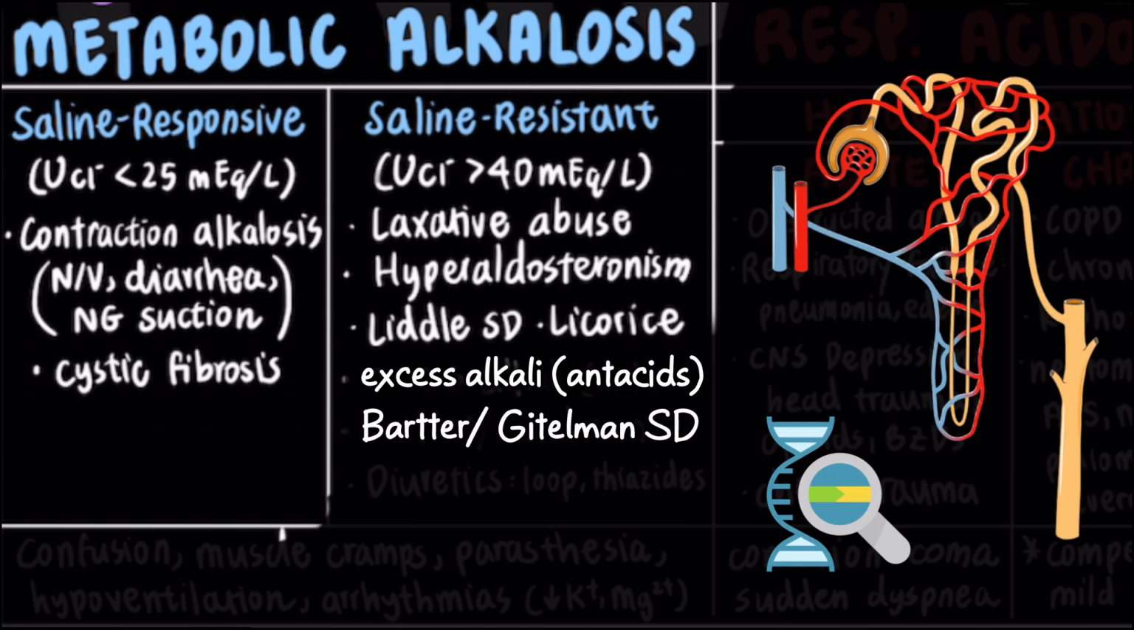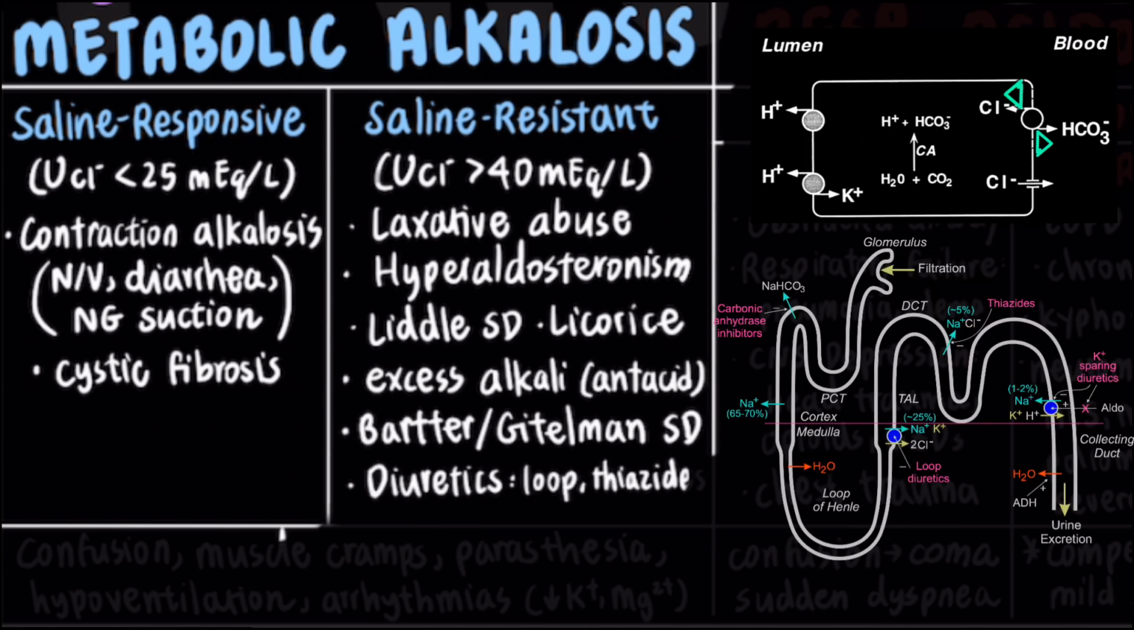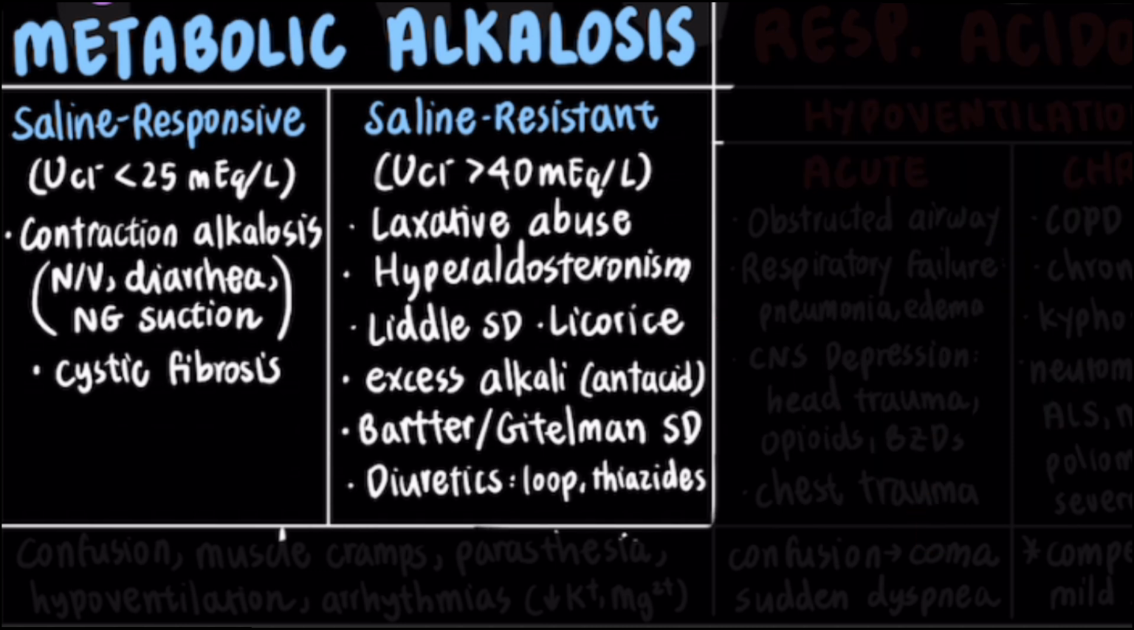Bartter and Gitelman syndromes, which are inherited tubular disorders that cause renal salt wasting, leading to chronic metabolic alkalosis with high urine chloride. And finally, diuretics, especially loop diuretics and thiazides, which can cause the loss of sodium, chloride, and water. Patients with metabolic alkalosis may present with a wide range of symptoms.